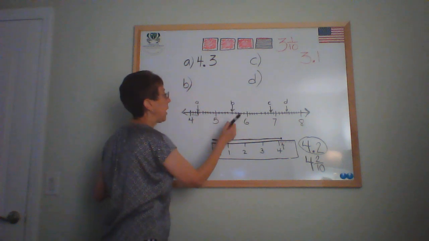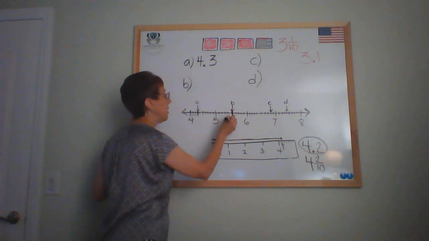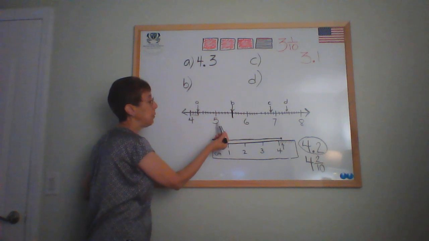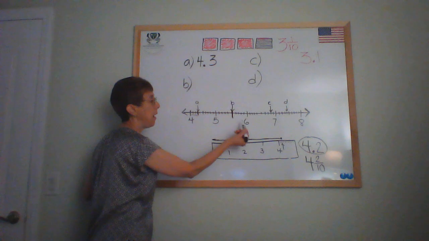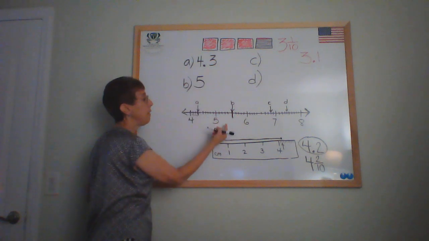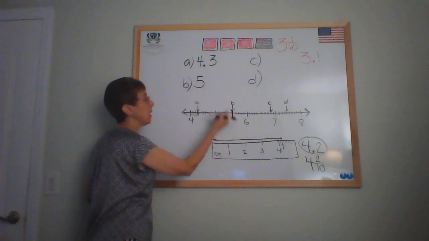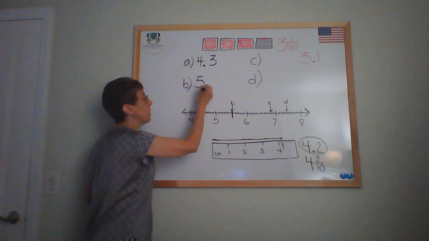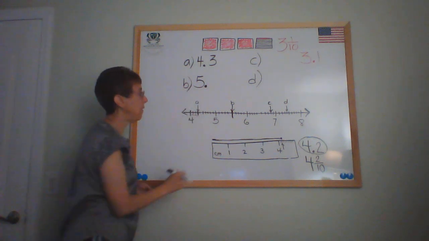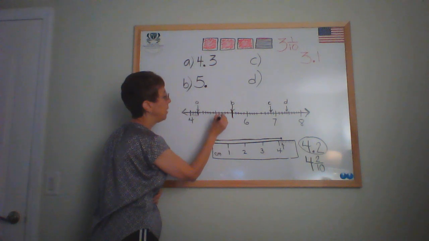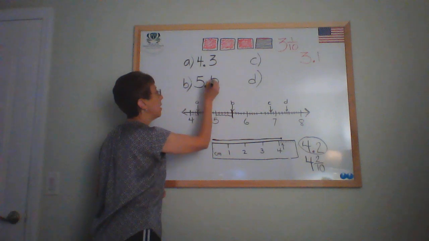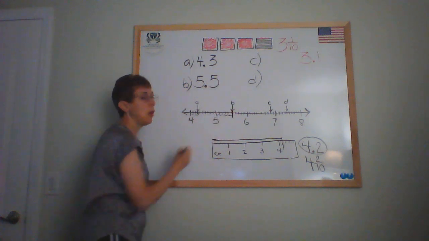Okay, let's look at B. Okay, this is where our arrow points for B. We look to see, what does it come between? It comes between 5 and 6. So we know it's going to be more than 5, but less than 6. So our whole number is 5, decimal point, because now we're going to look to see how many tenths past the 5 it is. So we look 1, 2, 3, 4, 5. Okay, it's 5 tenths past the 5.